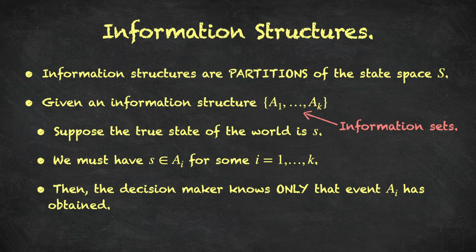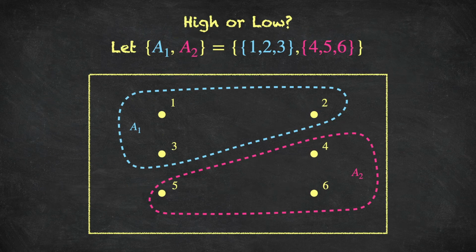So when the true state of the world is s, there is some information set, let's label it capital A subscript i, and that state s belongs to that information set. Well, then the decision maker knows that only that event A_i has obtained. He doesn't know any more than this, or indeed any less. So whatever the state of the world is, the decision maker might not know it, but they do know the information set that contains the true state. So they're able to rule out an awful lot of things. Let's look at some examples to see how this works.